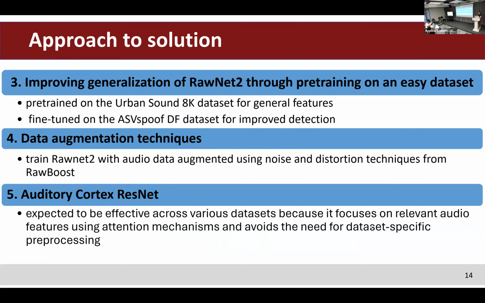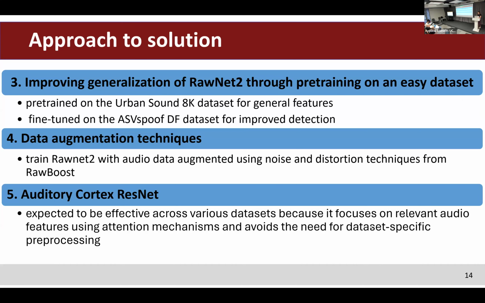To further enhance RawNet's generalization capabilities for deepfake audio detection, a two-step training approach can be employed. First, the network is pre-trained on the UrbanSound dataset, which offers a diverse range of urban sound excerpts. Subsequently, the pre-trained network is fine-tuned on the target ASVspoof dataset, refining its ability to differentiate between real and fake audio signals. Another approach to enhance RawNet's performance is the use of augmentation techniques.